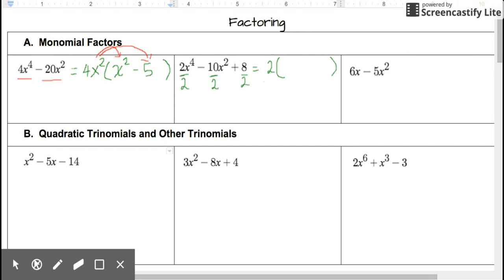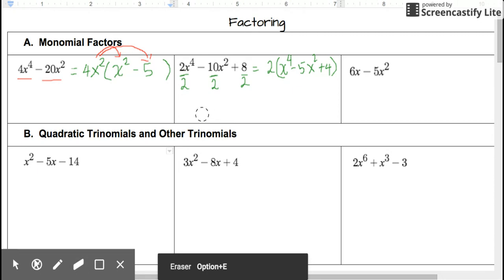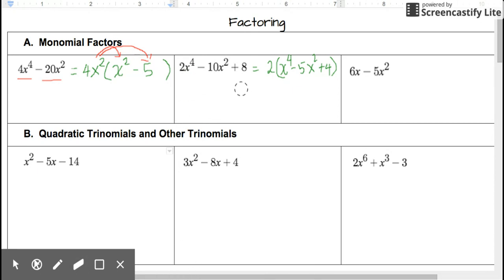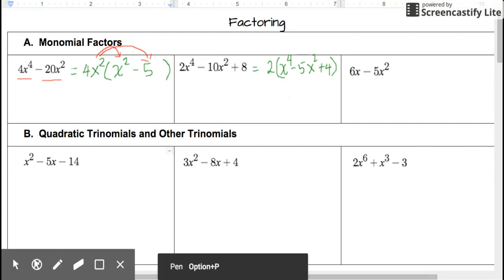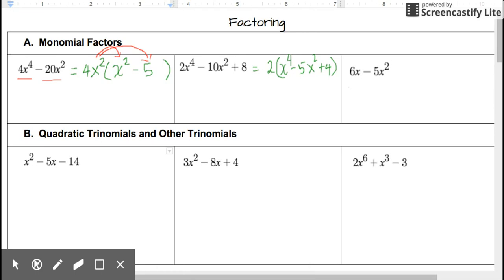So this becomes 2x to the fourth divided by 2 is x to the fourth, minus, the next one is 5x squared, and then positive 4. We found the factors. We factored out the greatest common monomial factor. All right, the next polynomial.